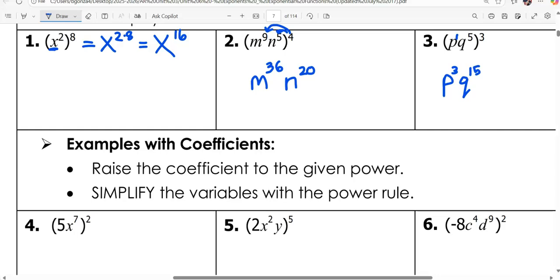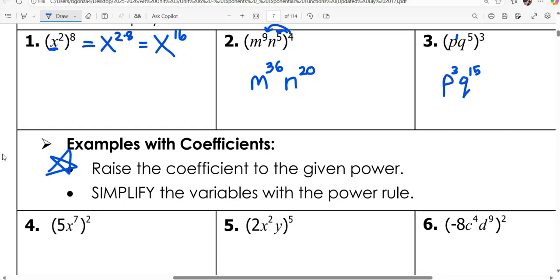All right, look, now this is very important. Examples with coefficient. Y'all remember what a coefficient is? It's the number next to the letter, the number in front, left of the variable. So like on number 4, what's the coefficient here? 5 is the coefficient. The x is the variable. 7 is the exponent. So the number out front is the coefficient. So this is very important. Put a star here. Muy importante.